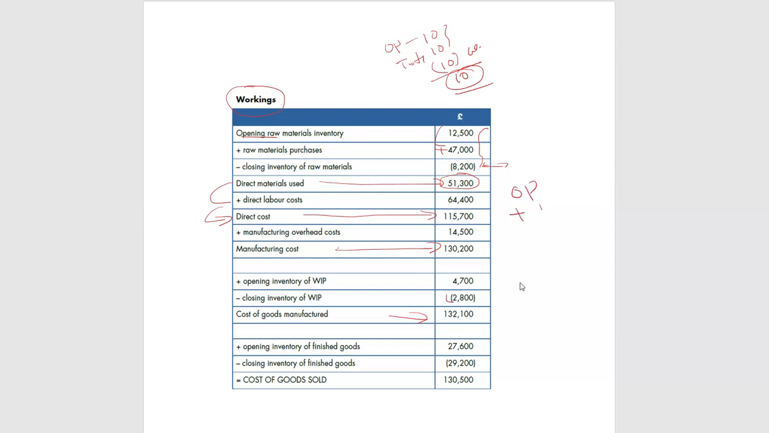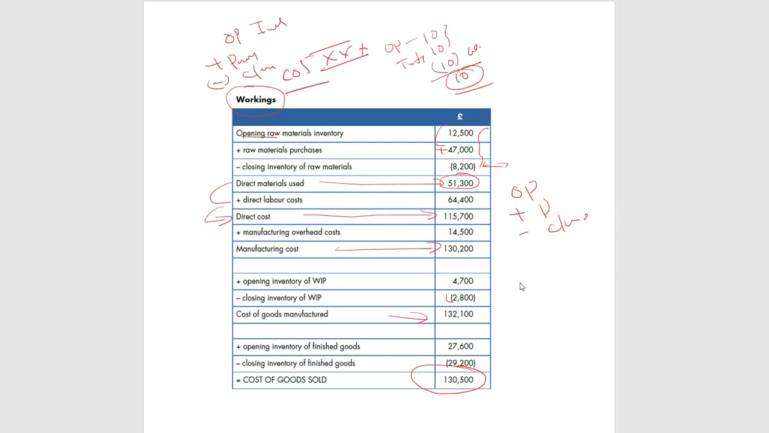Then we have opening inventory of finished goods and less closing inventory of finished goods, and that gives me the cost of goods sold. So if the question asks you to calculate cost of goods sold, this is the way we do it. But normally in the exam you're not going to see all the story. You're going to see opening inventory, then purchase inventory. So opening inventory plus purchase less closing inventory gives you the cost of sales or cost of goods sold. This is the story.